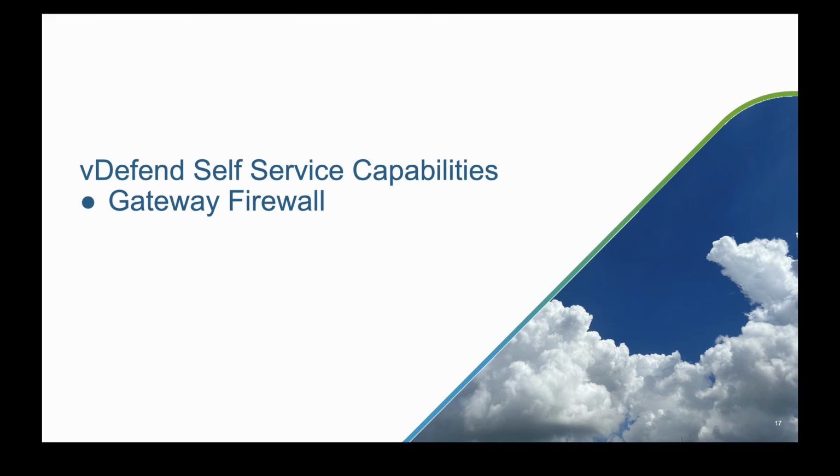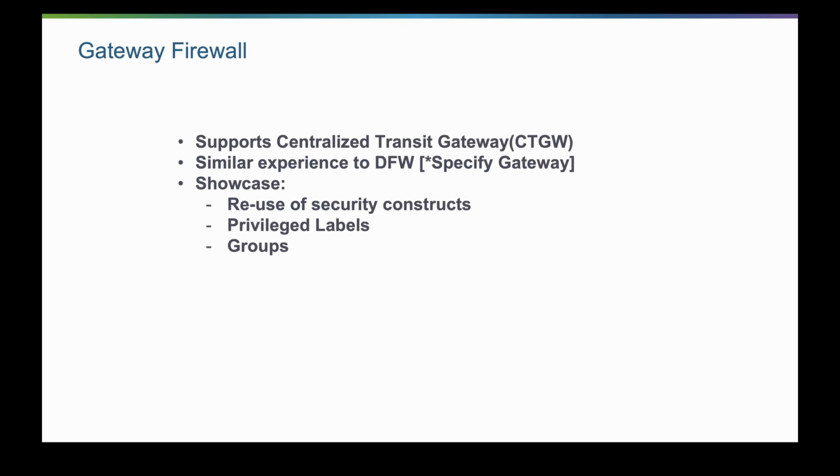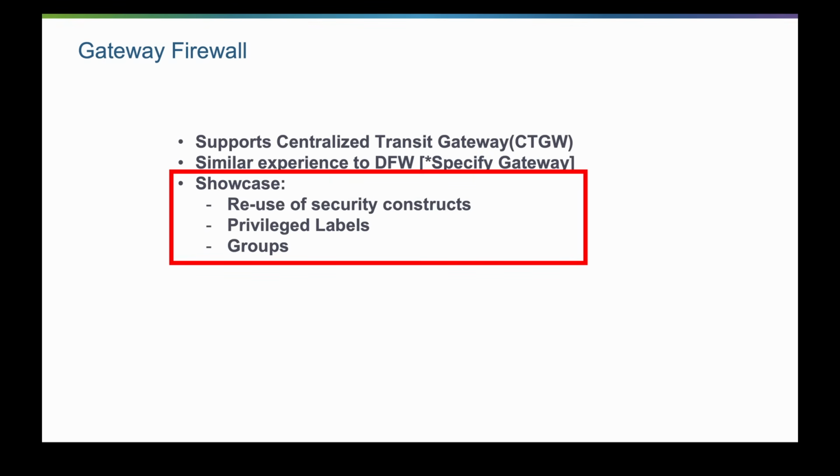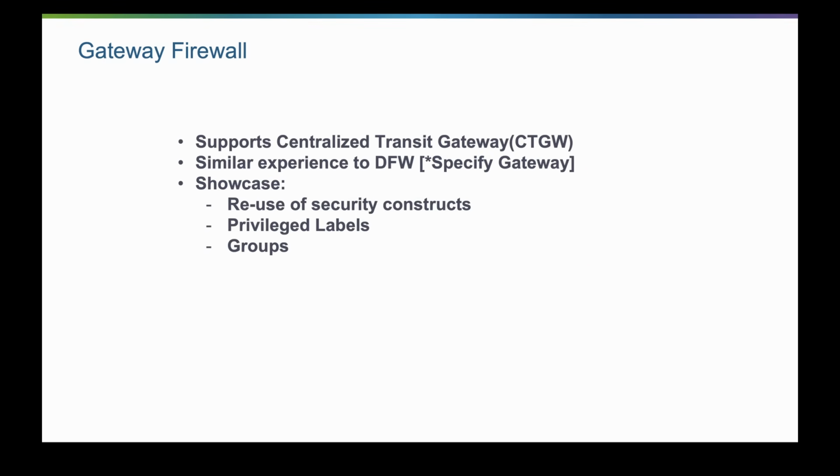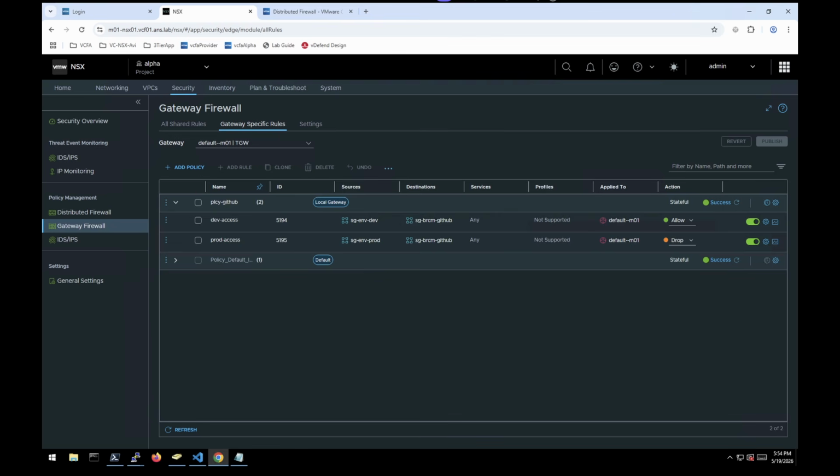Now let's talk about gateway firewall. The gateway firewall only supports centralized transit gateway. The experience of gateway firewall is very similar to distributed firewall. Now let's see how we can reuse the same security constructs we used for distributed firewall. Here I have created a policy with 2 rules. One is for the dev, another one is for prod, to allow dev access to the GitHub, but blocking access to GitHub from the prod environment.